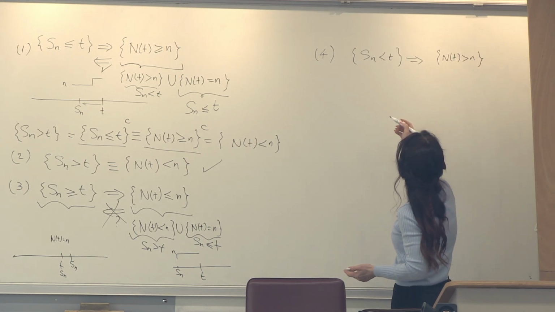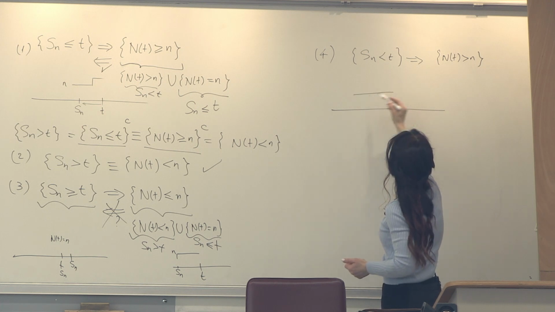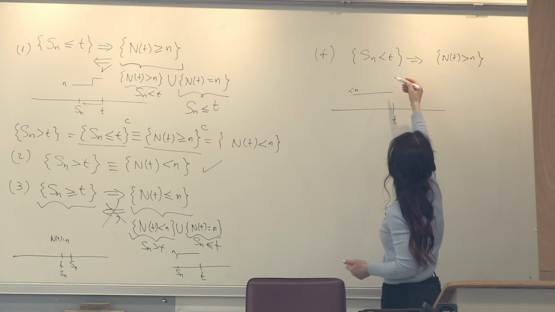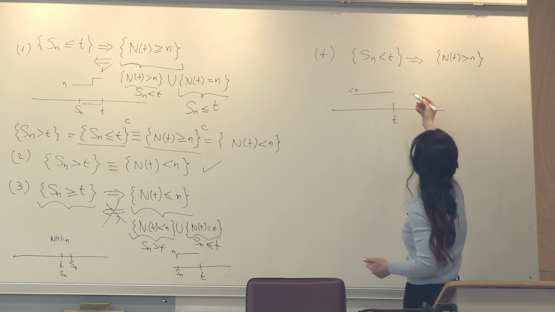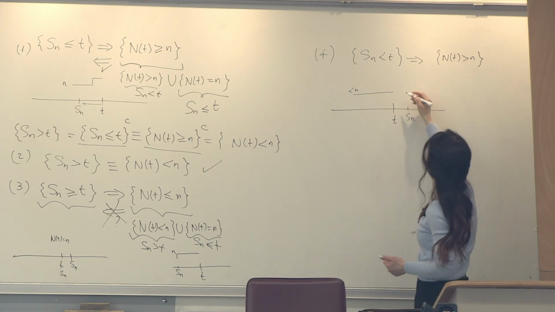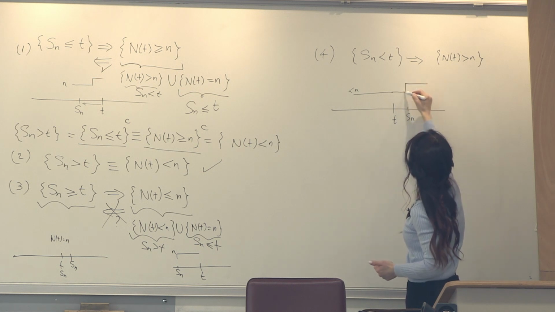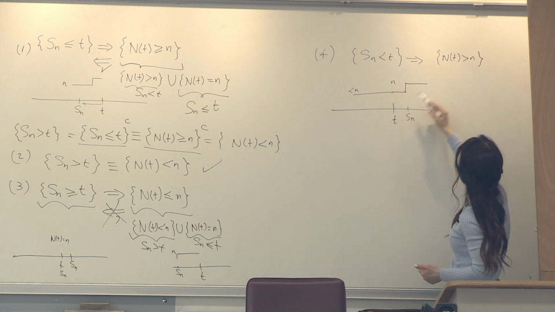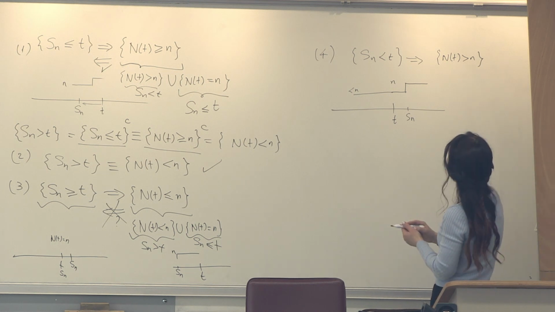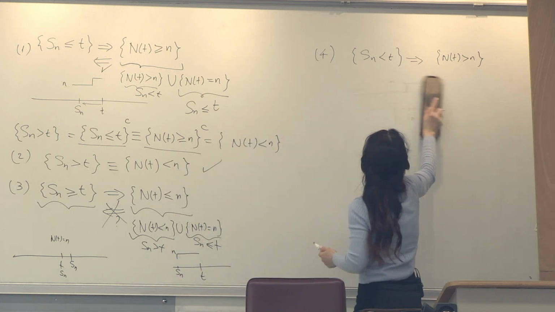But if you want to see it directly, by time t, the number of arrivals so far is less than n. This is below n. And it will reach n after, because Sn is strictly after t. So it will reach n at some time after t. So basically then N(t) must be, oh. Huh? Oh, what am I doing? Sorry. Erase all that.